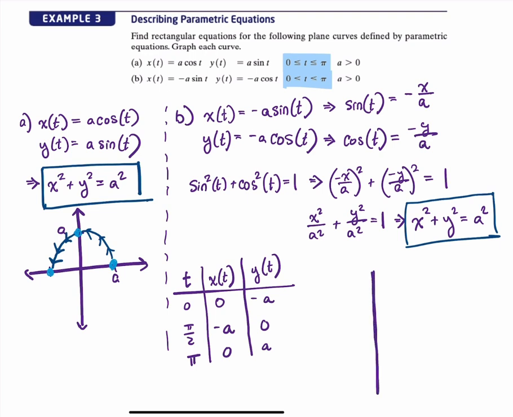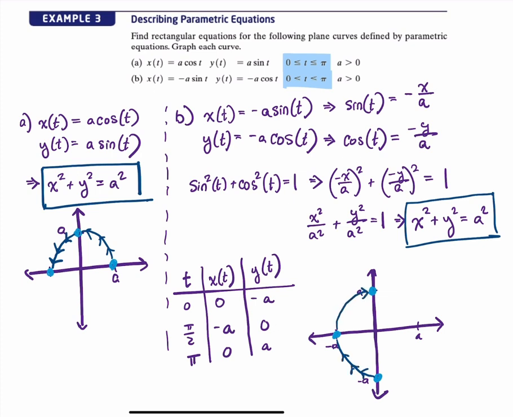So let's see what this traces out. So we would start, let's put our a's in here. This would be a, negative a, negative a, a. So we'd start at 0, negative a as our first point. Then we go to negative a, 0, and then 0, positive a. So we're starting at the bottom of the circle, and then they would trace the semicircle up to the top. So we'll get just the left side.